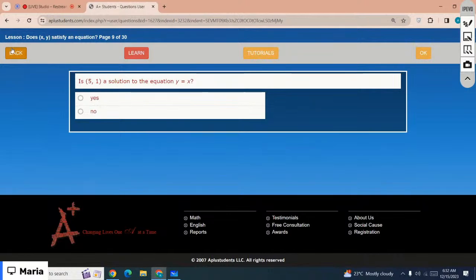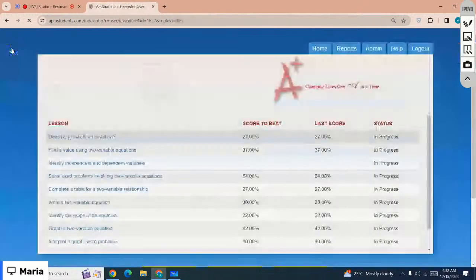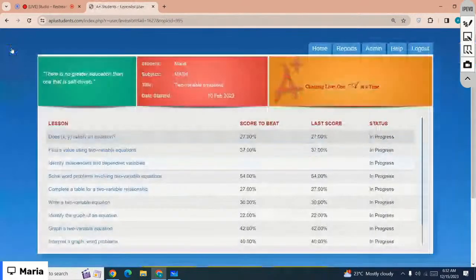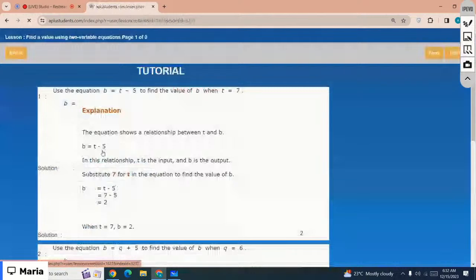And the next lesson is find a value using two variable equations. Okay, so we are given the two variable equations. We need to find the value, right?